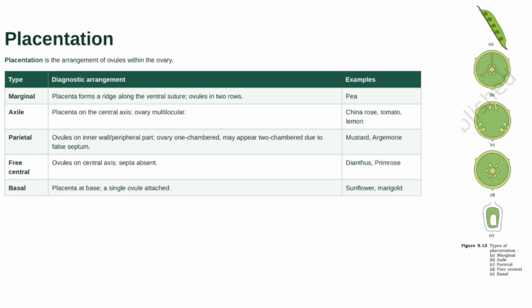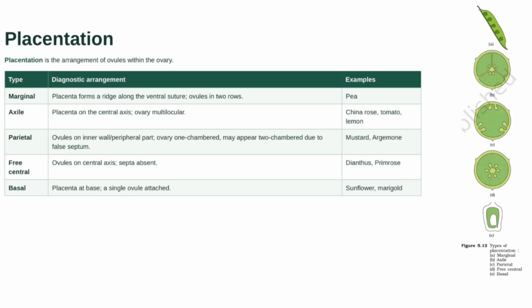Next one is free central placentation, wherein the placenta forms a central column just like axial placentation, but the difference between axial placentation and free central placentation is that in axial placentation it was a multilocular ovary, and over here it's a unilocular ovary, and the ovules are borne on the central column. Example in kiwi. The mnemonic to remember this is: D and Pre are free. Dianthus, primrose, free central placentation.